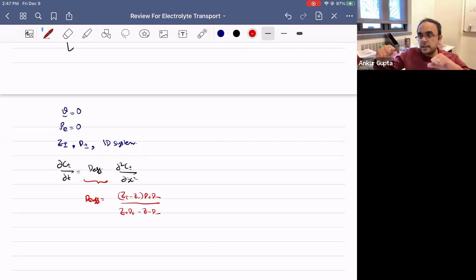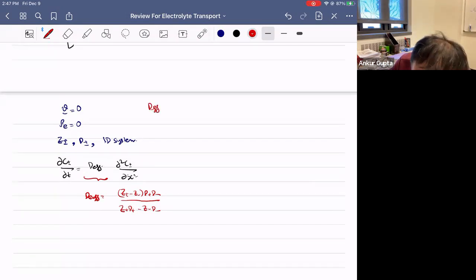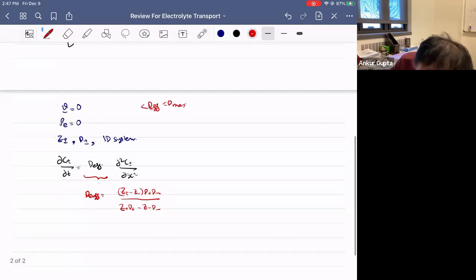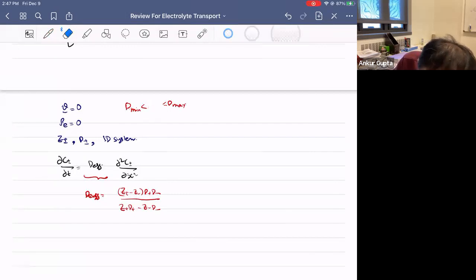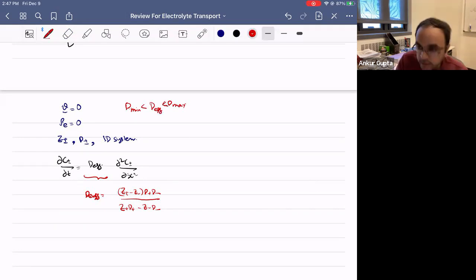And that happens because an electric field develops. And just to make it clear, D effective is between D minimum and D maximum. So it promotes the motion of the slower moving ion and retards the motion of the faster moving ions so that they can stick together and keep an electroneutral system. Okay, so that's the first part.